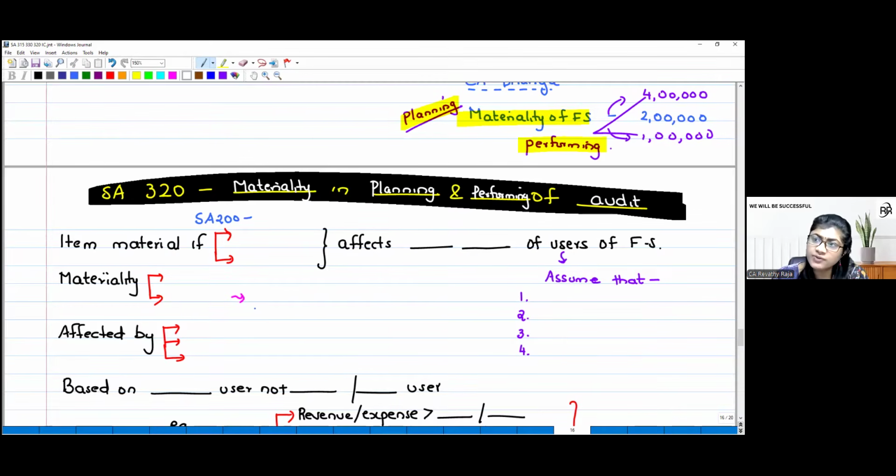Materiality in planning phase she will determine. At planning she will determine, okay, 2 lakh. Performing she will revise.